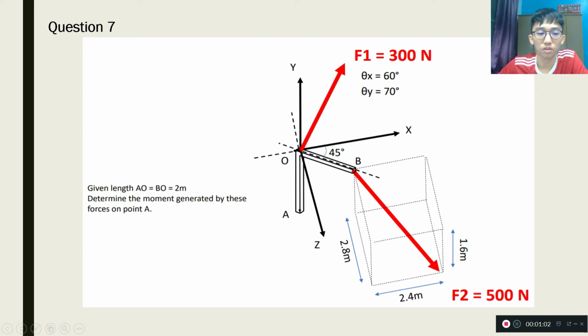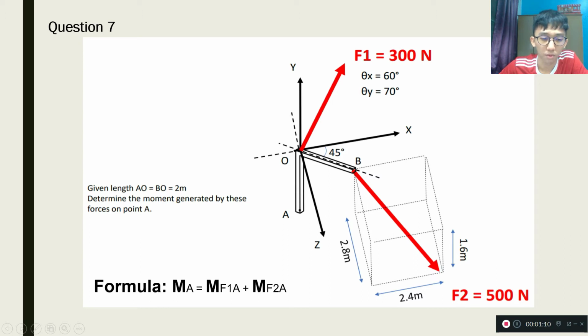That means we will find the moment produced by these two forces at point A, and I will use this formula. The moment at point A is equal to the moment produced by F1 at point A plus the moment produced by F2 at point A. So to use this formula, we have to find the moment F1A plus the moment F2A. So we do it one by one.